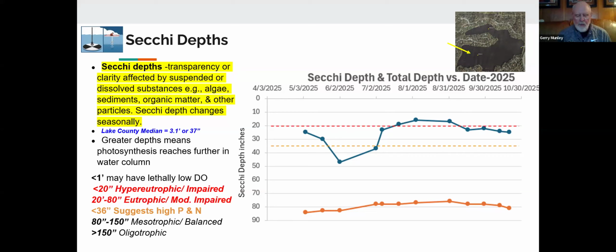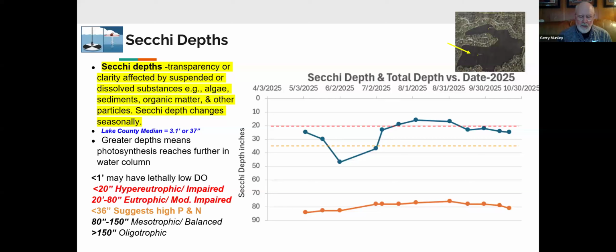In the upper right-hand corner is an image of Loch Lomond, a shallow 70-year-old impoundment lake, 75 acres in size, with that yellow arrow pointing to a little yellow dot at our deepest point in South Bay. We have North Bay, South Bay, and on the far east side would be what we call the dam.